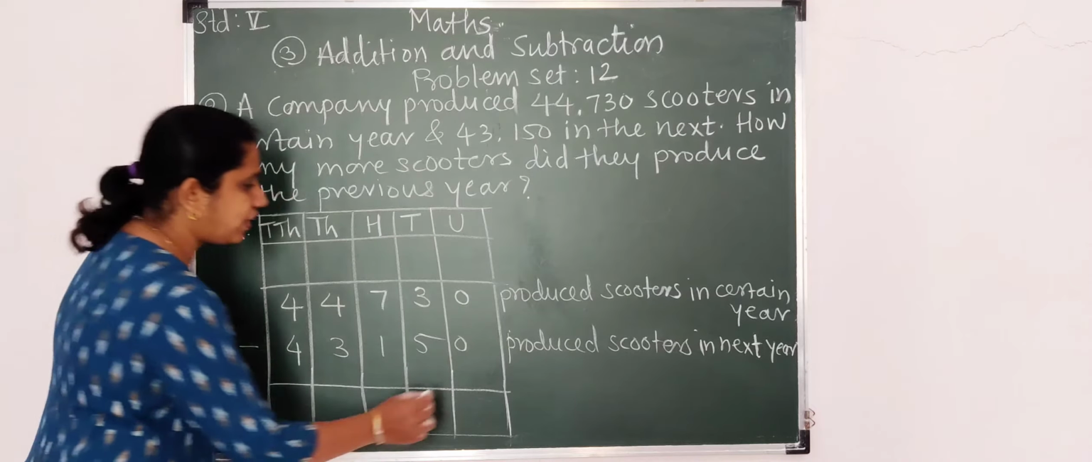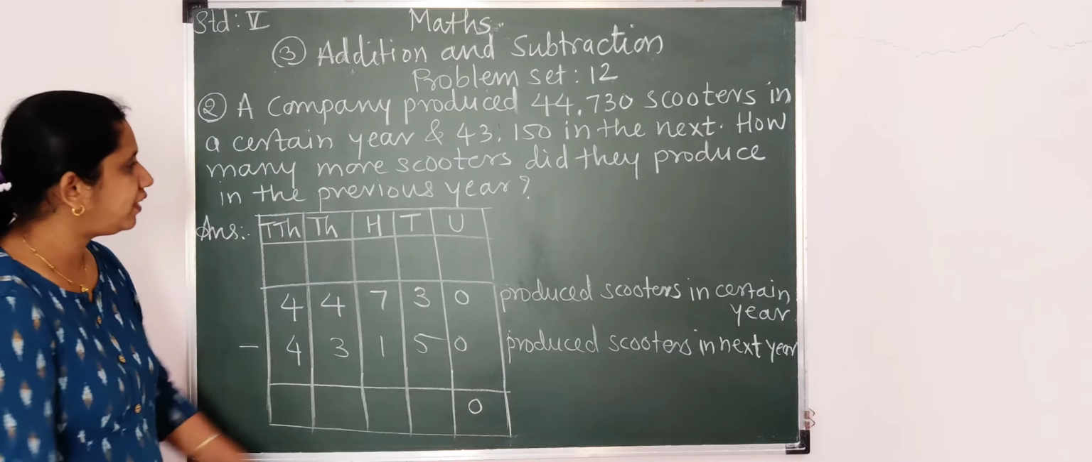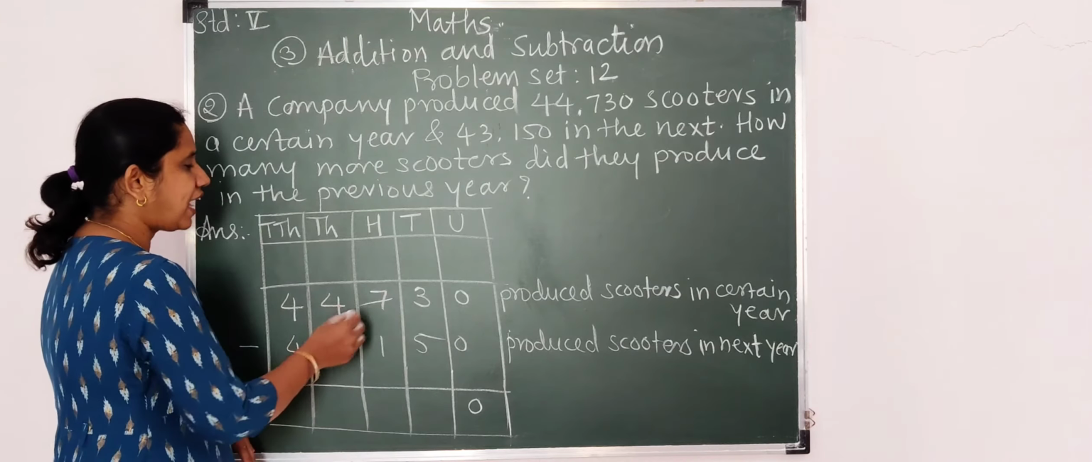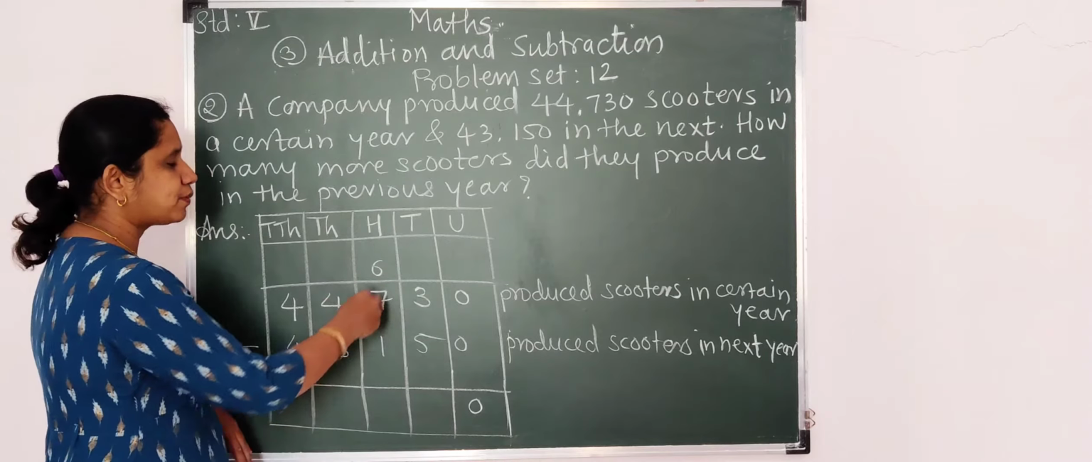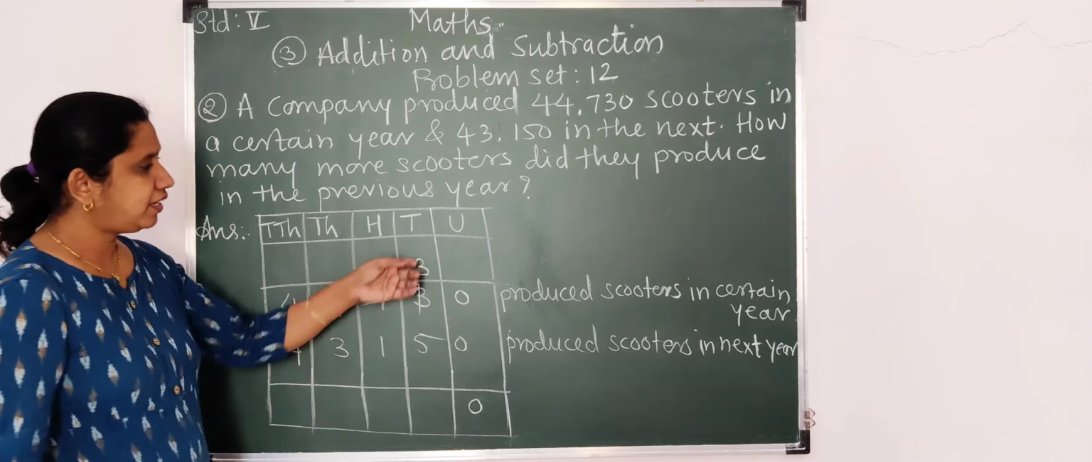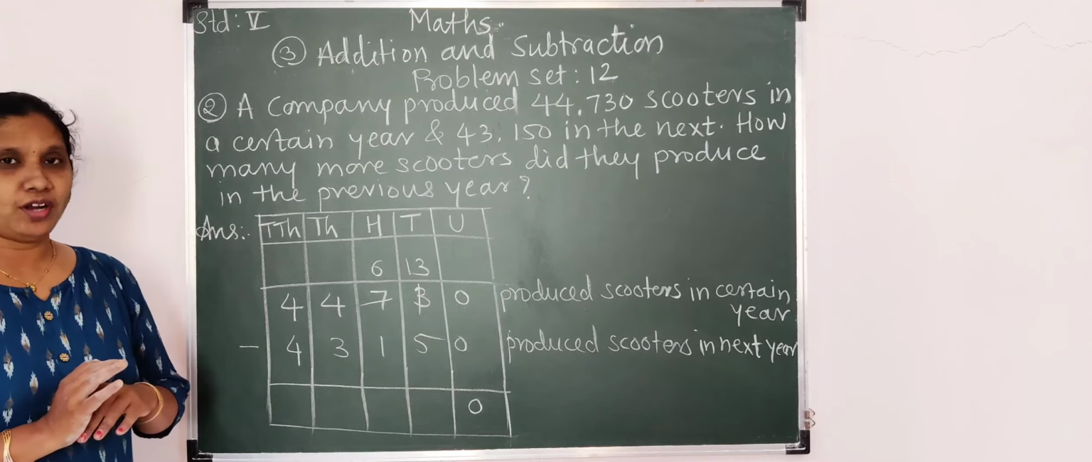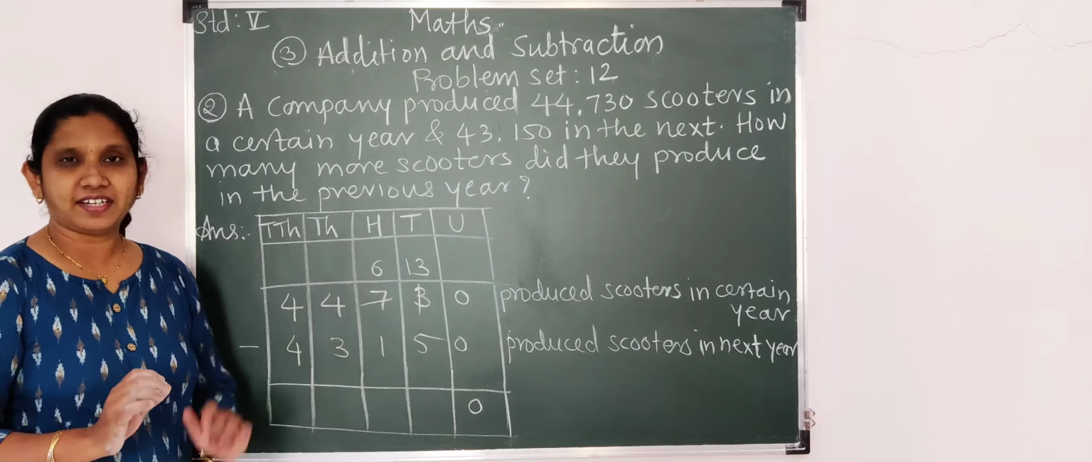0 minus 0, very simple, 0 itself. 3 minus 5, is it possible? No, children. Go to hundreds place. Cancel 7. Write here 6. Borrow that 10 this side. So this number becomes 13. Now 13 minus 5. After doing this many sums, you all must have understood to write the answer directly.